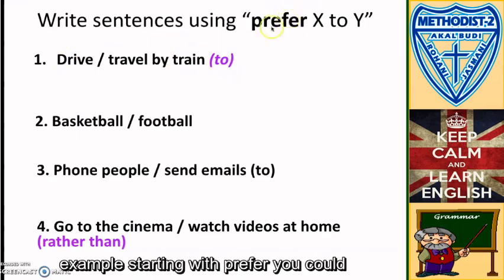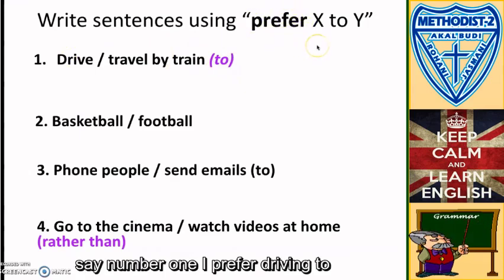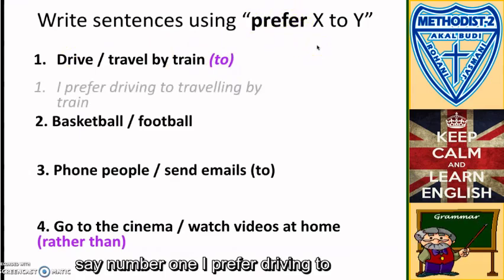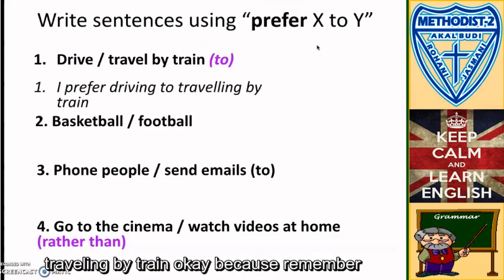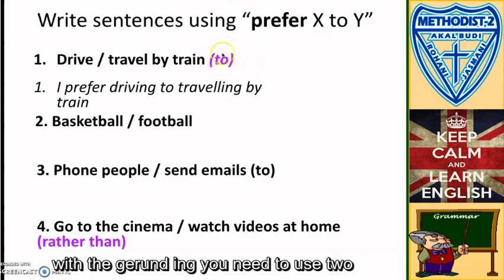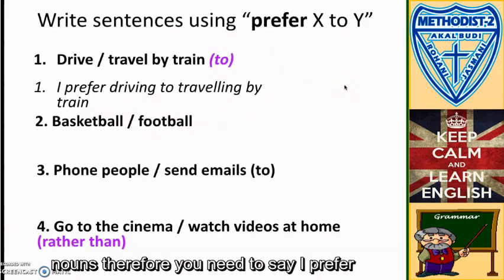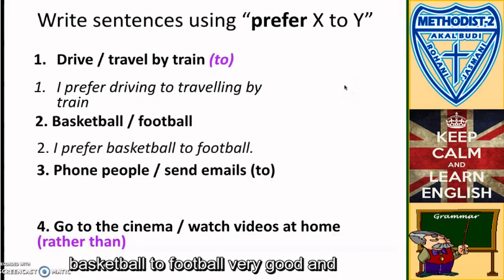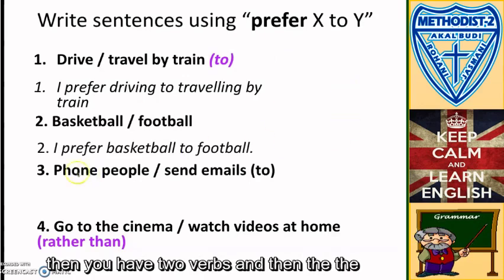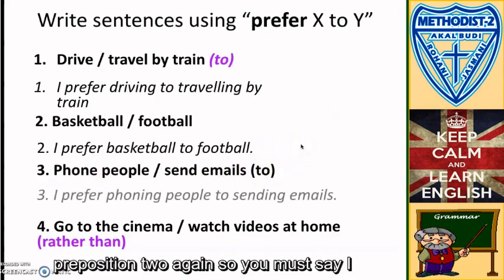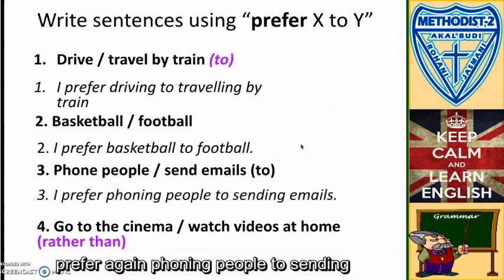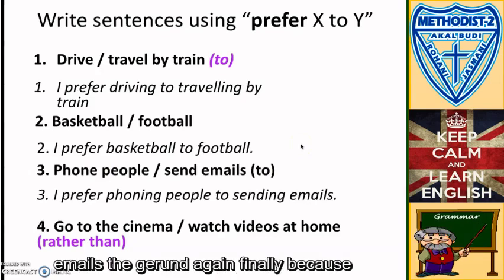So for example, starting with prefer, you could say, number one, I prefer driving to traveling by train, okay? Because remember, with the gerund, the ing form, you need to use to in between. The second one, you have two nouns, therefore you need to say, I prefer basketball to football. Very good. And then you have two verbs and then the preposition to again. So you must say, I prefer, again, phoning people to sending emails, the gerund again.